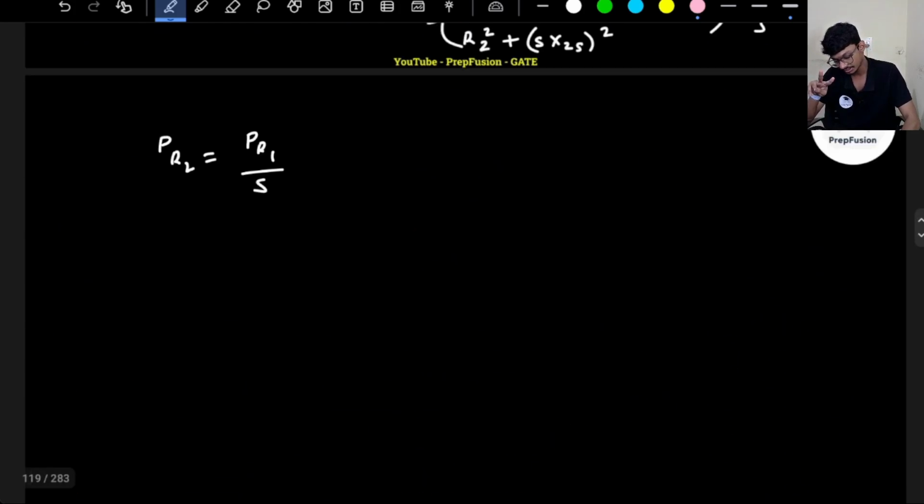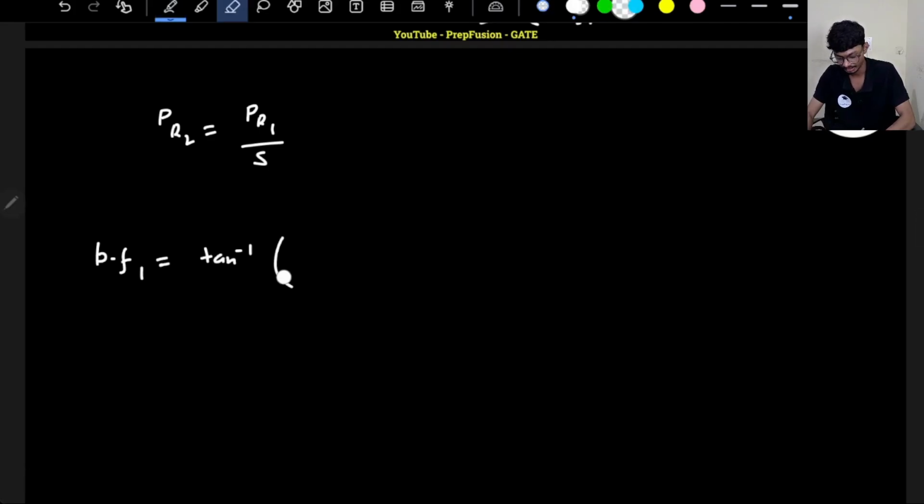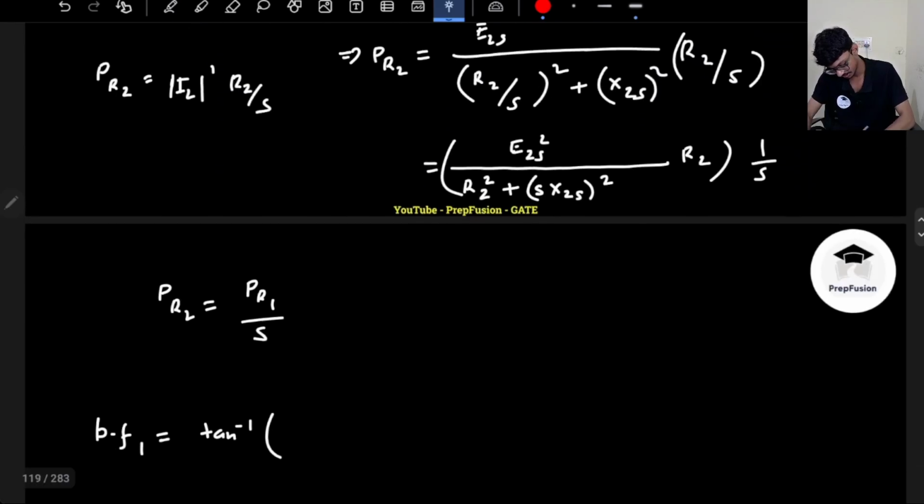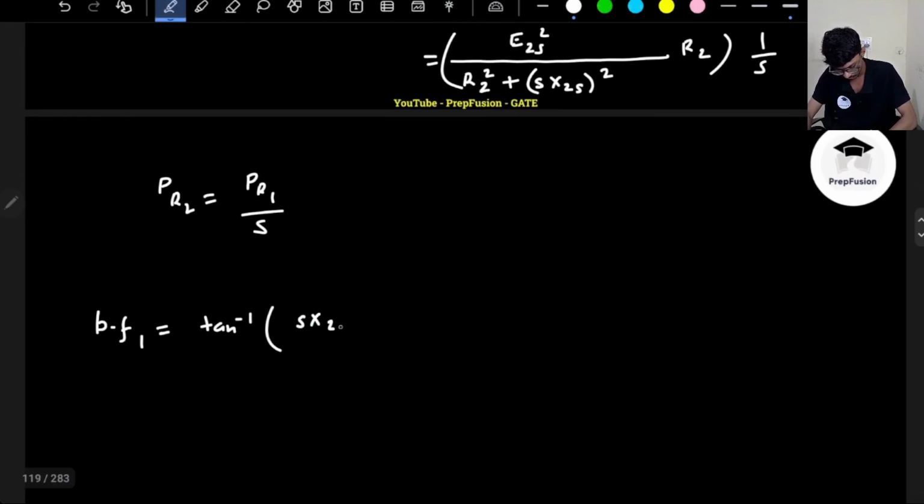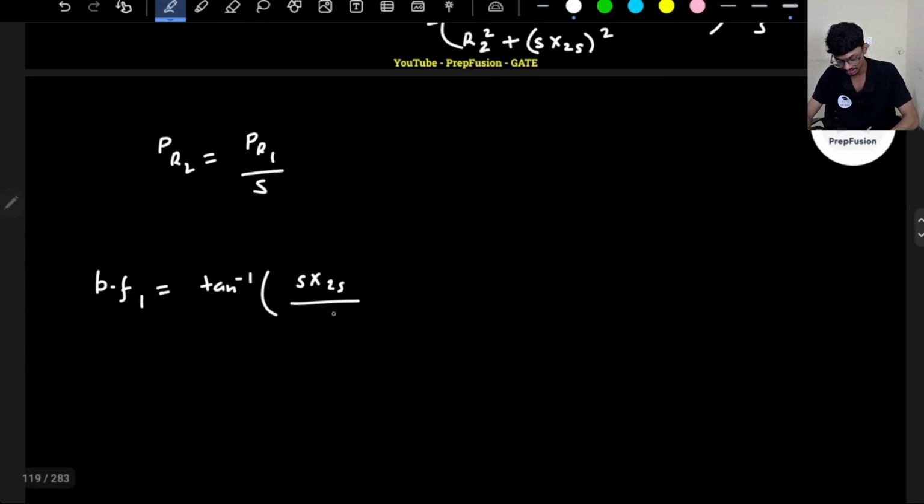That's it. But one thing to note here, for the circuit 1, the power factor angle is basically tan inverse of XL divided by the resistance. In the first case, XL is S into X2S. The equivalent impedance will change basically because it is R2 by S, but you will see the power factor angle will not change. It is SX2S divided by R2 simply.